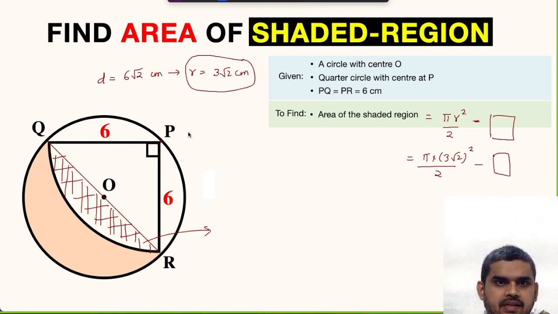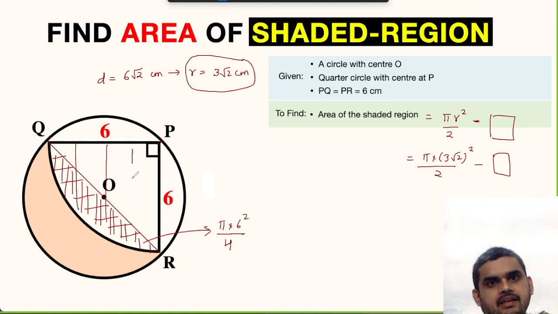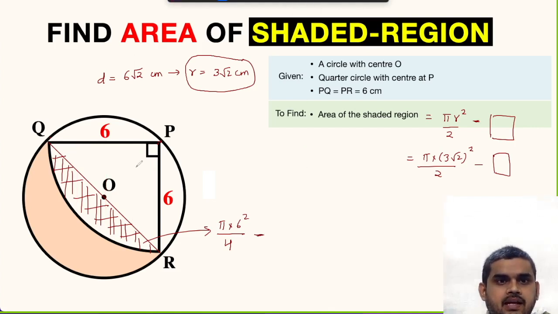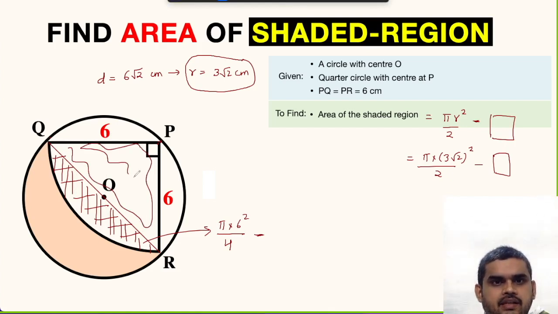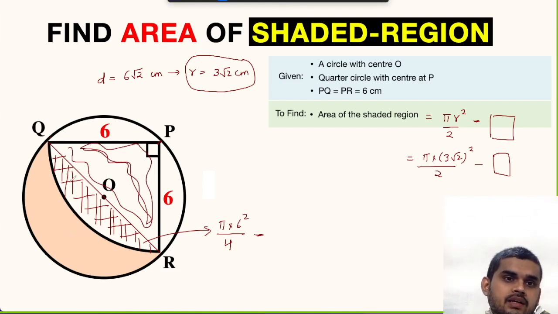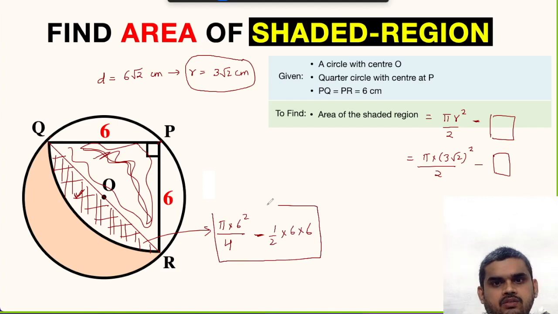So let us first find the area of this PQR, this quarter circle. This will be pi times 6 squared divided by 4. So this is the area of this entire quarter circle. Now from this we need to subtract the area of this triangle. This triangular region needs to be subtracted in order to get this required area. So we will subtract the area of this triangle, which will be half times base times height. This value should be placed inside the box.